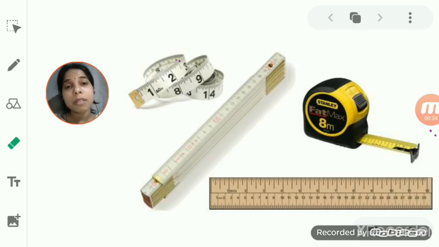Later on, we also studied how we can measure the length of a straight line or that of a curved line. If we talk about the straight line, we can use any of the measuring devices. We will keep the ruler parallel to the straight line at one end, and we will mark the other end of the straight line on the ruler.